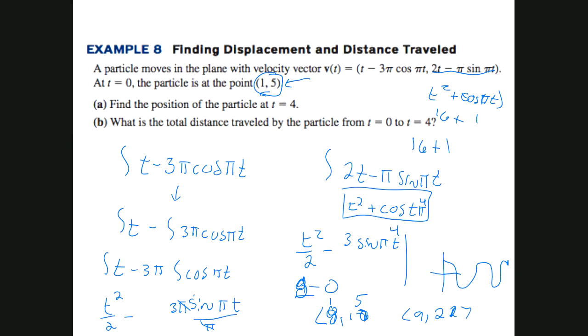Okay, so don't forget that since the particle started at 1, 5, we have to make sure that we add the 1 to our x value and the 5 to our y value. Does that make sense?